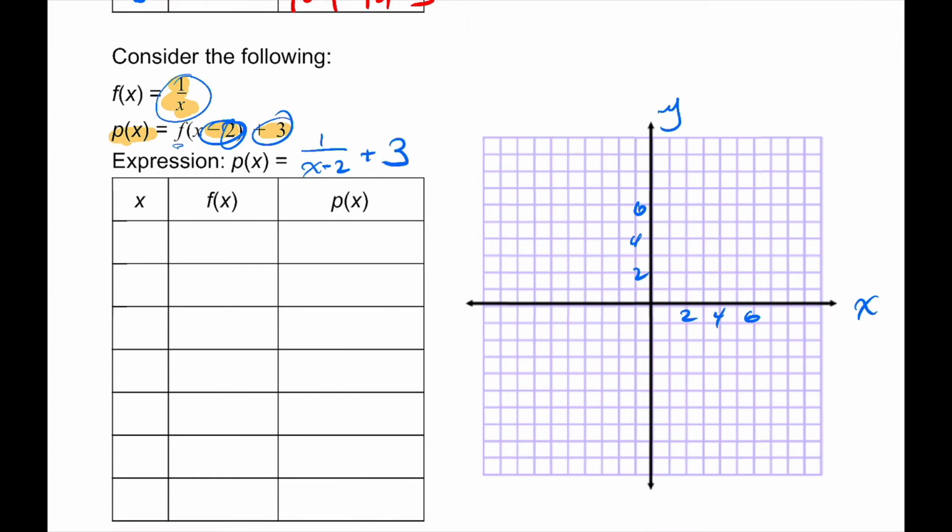So here, because this graph is moved 2 to the right, the vertical asymptote is also going to move 2 to the right. Oops, I want to do a thicker line so that we can see. So there's the vertical asymptote, right? It's going to happen at x equals 2.